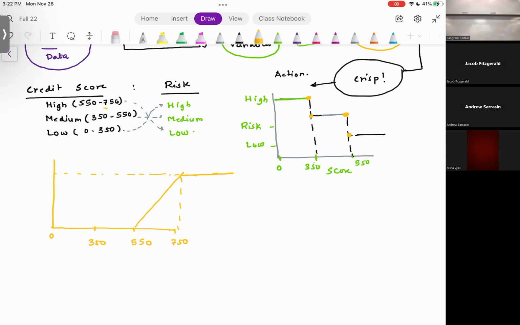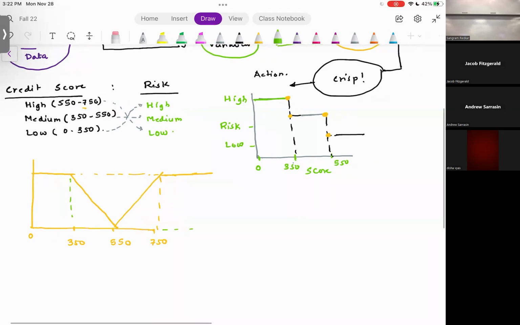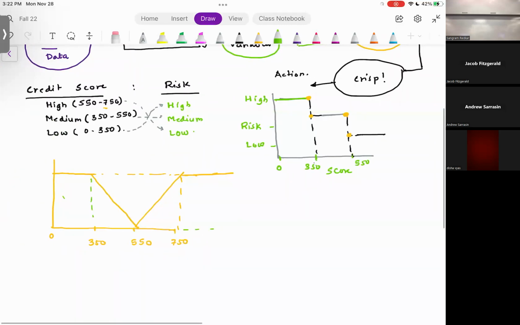Then I'm going to do the exact same thing for low. So I say that if the credit score is below 350, then clearly that person is going to have a low credit score. So basically something like this. And I want you to understand, this is where the crisp boundary comes in. Clearly in this region, the credit score is low. Clearly in this region, the credit score is high.